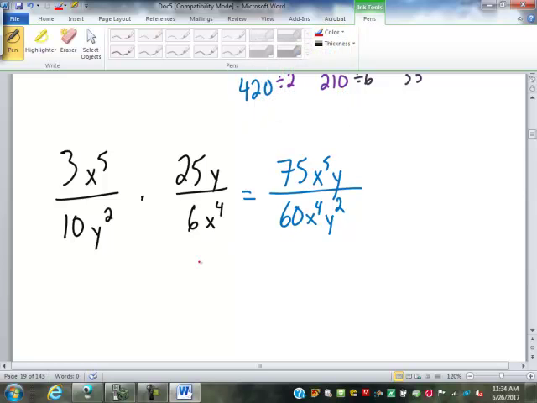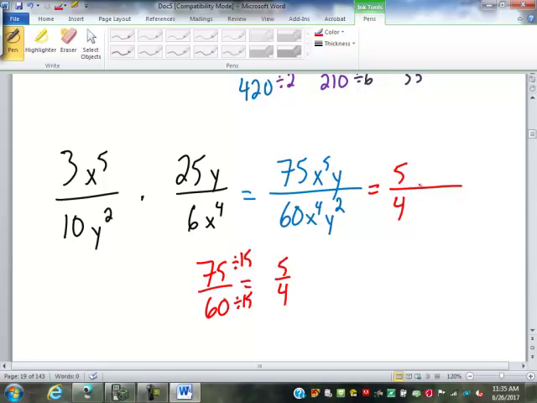Then we do have to reduce 75 over 60. Both of those can divide by, just for the sake of time, because we're running short, I'm going to tell you it's 15. So it gives us 5 over 4. Can I change that to 1 1/4? No. Why not? Because we have variables. Very good. When there are variables involved, we always leave it. We cannot change it into a mixed number because we don't know what numerical value those variables have. So we've got 5 over 4.